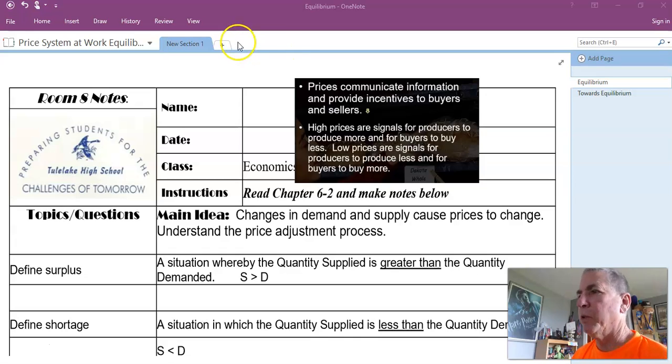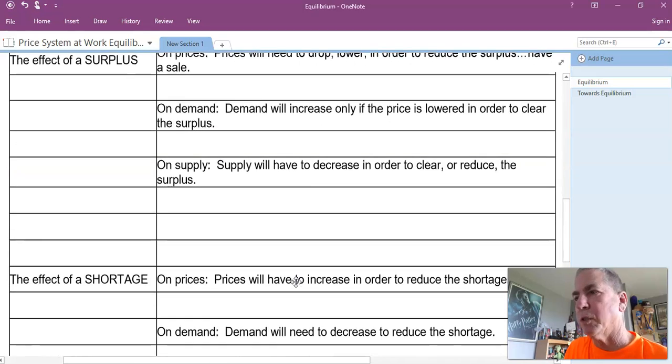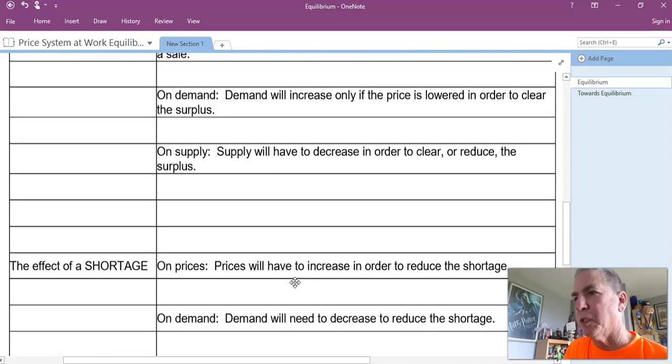So just a quick review. This is what we learned previously, that prices communicate information. They're signals for us to behave, and that as consumers we like low prices and sellers like to have high prices. The note guide will be available to you at Google Classroom, so you can take a look at that for those of you that are keeping those. And so I have it here that we could just use as a reference.